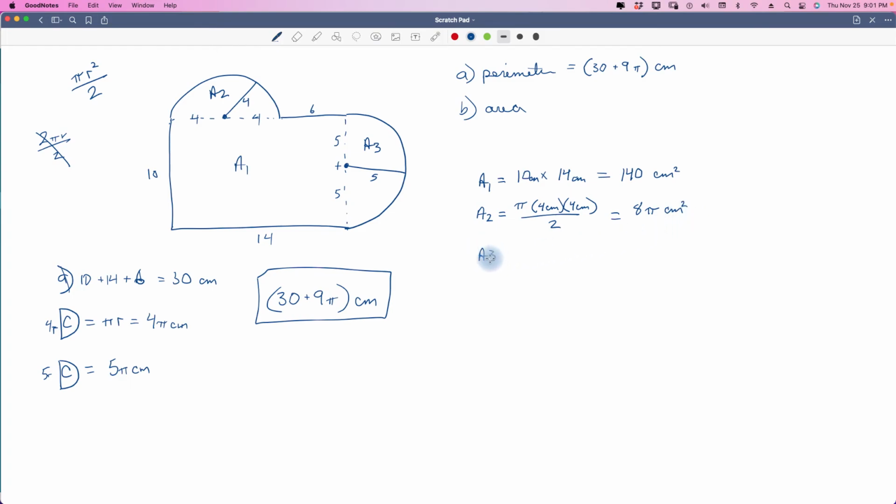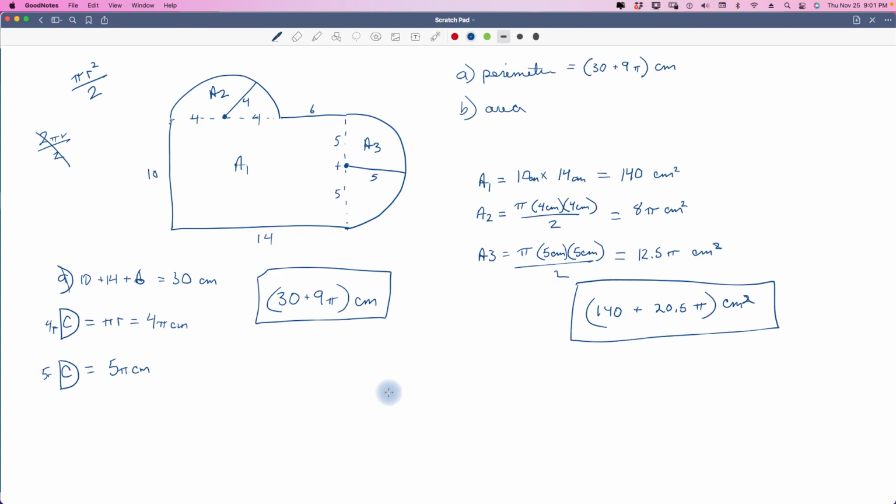Area 3, same formula. Pi, only our radius is 5 centimeters. Divided by 2. 25 divided by 2 is going to be 12.5 pi centimeters squared. So now we can add all these together. 8 and 12, these have the same base because they have the same variables. That's going to be 20.5. So 140 plus 20.5 pi centimeters squared would be your answer. Most exact answer you can give.